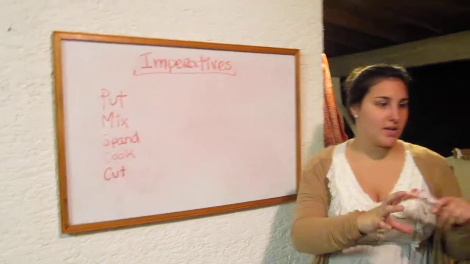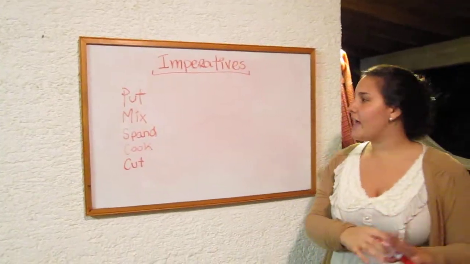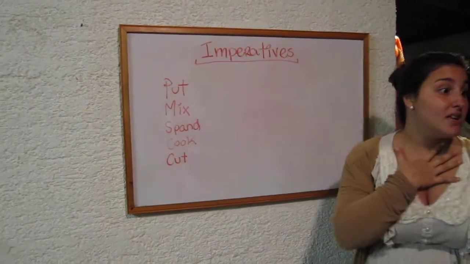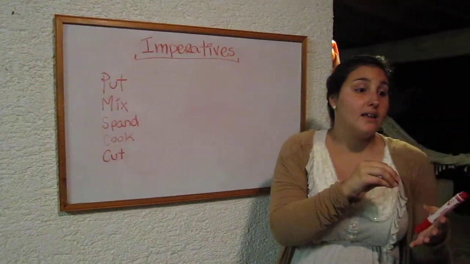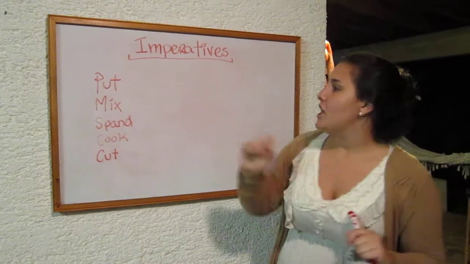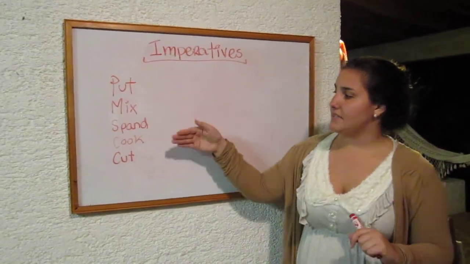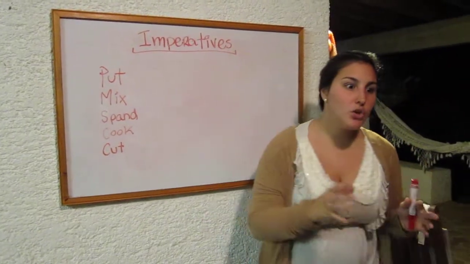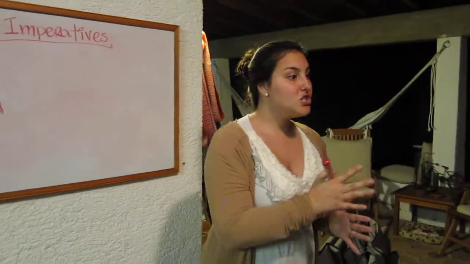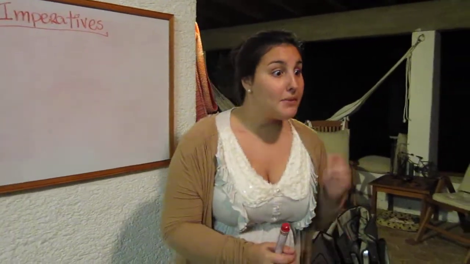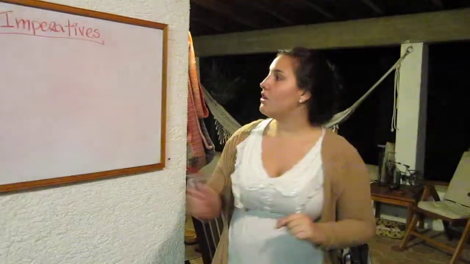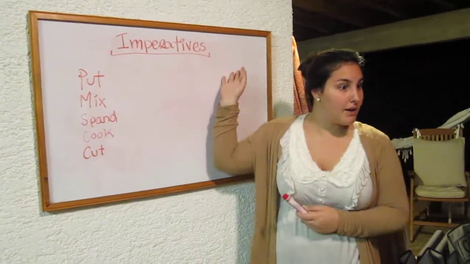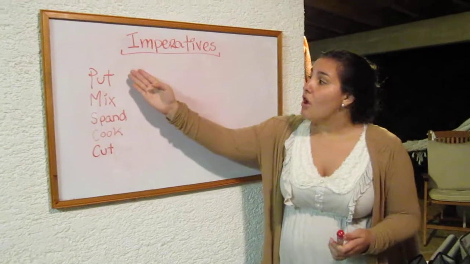Well, as you can see here on the board, I wrote down some of the verbs you guys used during your explanation of what foods you like. I got some of these verbs that really asked for my attention. Like, for example, put, mix, expand, cook, cut. All of these verbs are used specifically for giving instructions when we cook, right? But there's a grammar behind it. It's called imperatives.